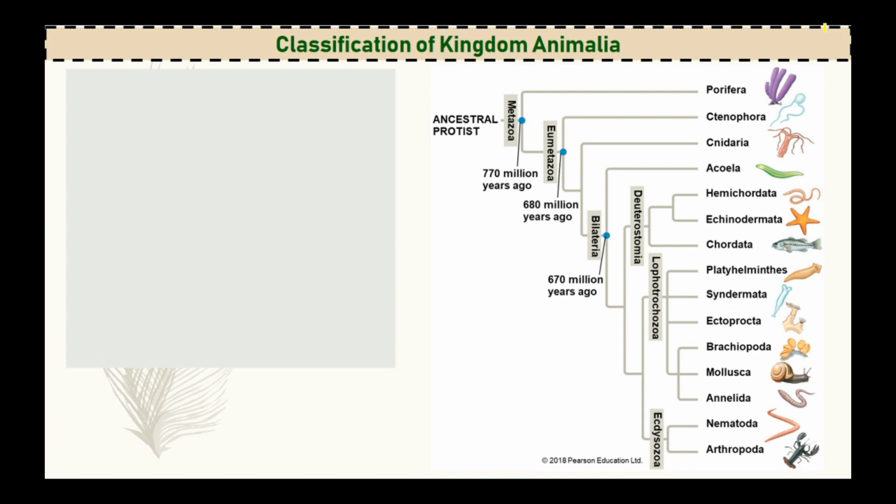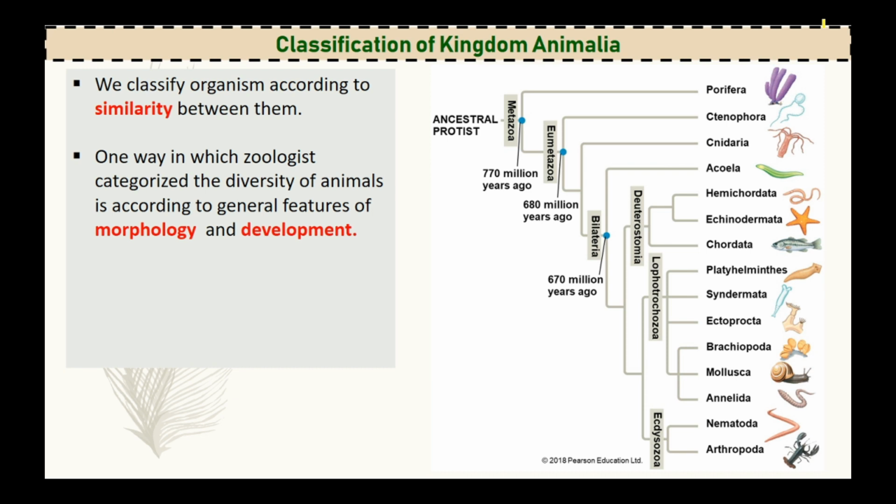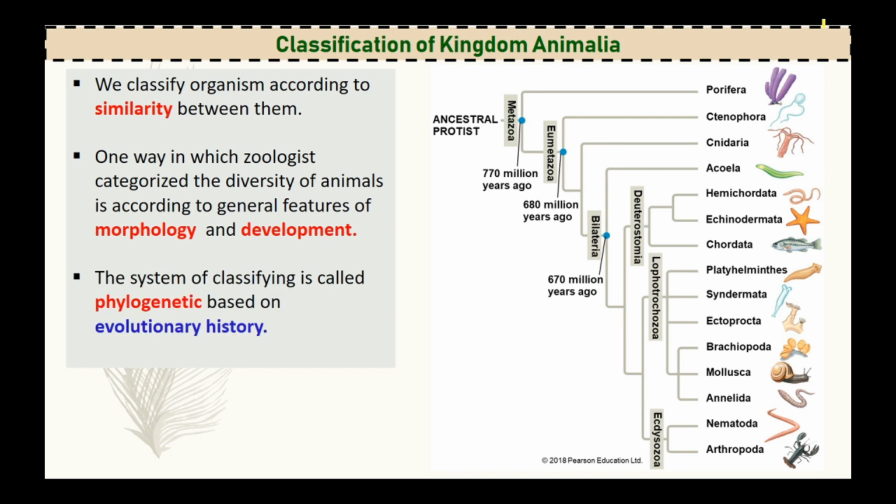Next, we proceed with classification of Kingdom Animalia. We can classify animals according to similarity between them, according to their morphology and development. The system of classification is called phylogenetic, based on their evolutionary history. From this diagram, we can see that the ancestor for Kingdom Animalia is Protista, belonging to the group Protozoa. From the ancestor, the animals diverge into many phyla. But in our syllabus, we will cover only 9 phyla.